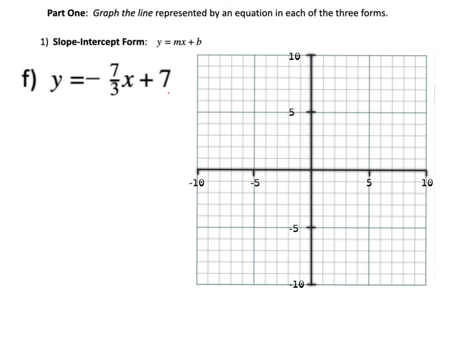Okay. First, we're going to plot the y-intercept here at 7. And then we're going to identify the slope as -7/3. So that means that from that point, we drop 7, run 3. Put our point there. And when we connect them, put arrows on the end. That's it. We've done it. Pretty quick and easy.